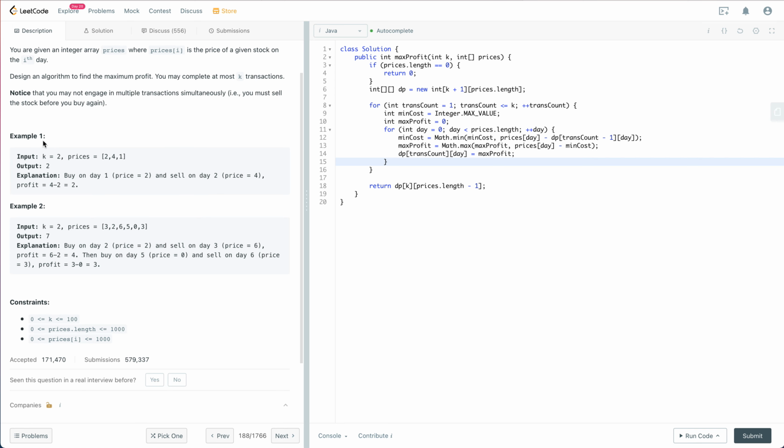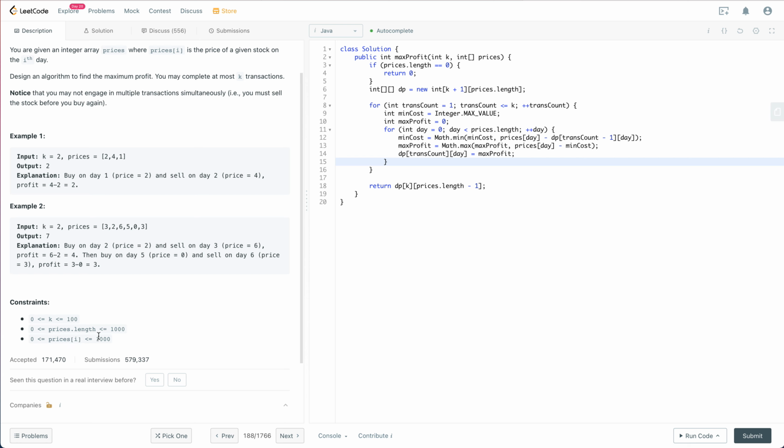So let's see, for example 1, when k is equal to 2, prices is [2, 4, 1], so the maximum profit we could get is 2. And similarly for this one, we are going to output 7. So let's see some constraints. It says that k is between 0 and 100, and the length of the prices input array is between 0 and 1000, and each of the prices is between 0 and 1000 as well.